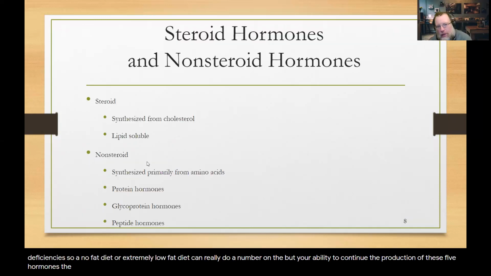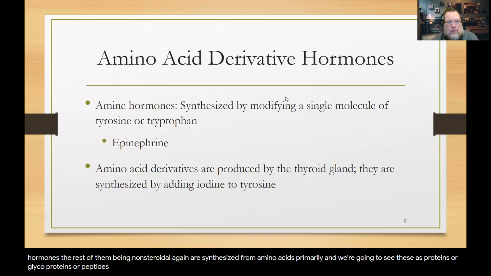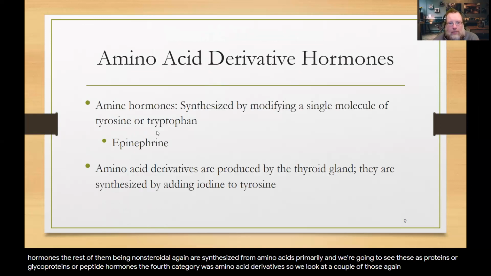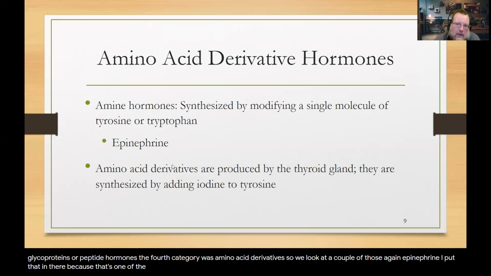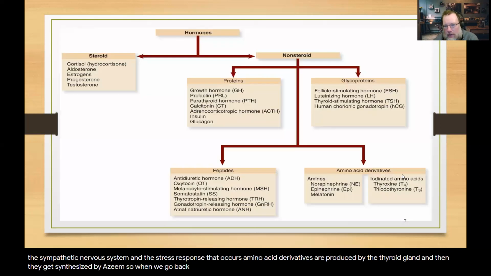The rest of them, being non-steroidal, again, are synthesized from amino acids primarily. And we're going to see these as proteins or glycoproteins or peptide hormones. The 4th category was amino acid derivatives. So we look at a couple of those. Again, epinephrine, I put that in there because that's one of the biggies. We looked at it a little bit in the nervous system, but we do see epinephrine as a big one with the sympathetic nervous system and the stress response that occurs. Amino acid derivatives are produced by the thyroid gland, and then they get synthesized by adding iodine or tyrosine. So when we go back to the amino acid derivatives, we see the thyroid group and we see the amine group.